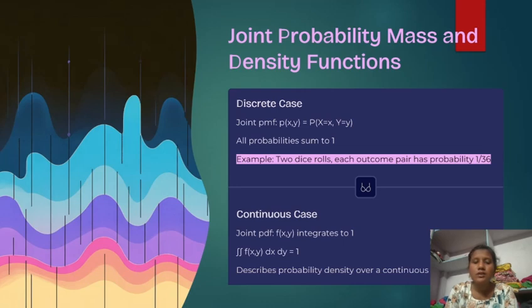In the continuous case, the joint probability density function is represented as f of x comma y, and the area under it, the integral, is equal to 1. Here the double integral of f of x comma y dx dy is equal to 1. It describes the probability density over a continuous region.